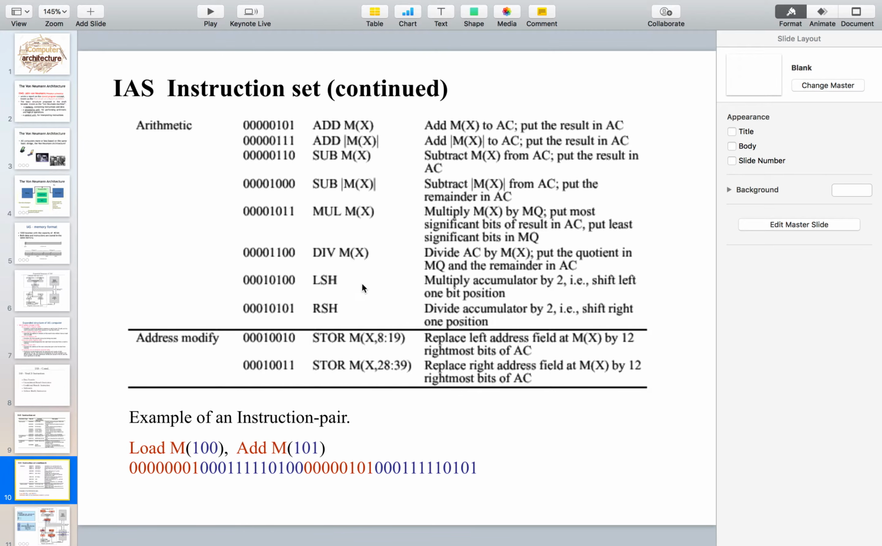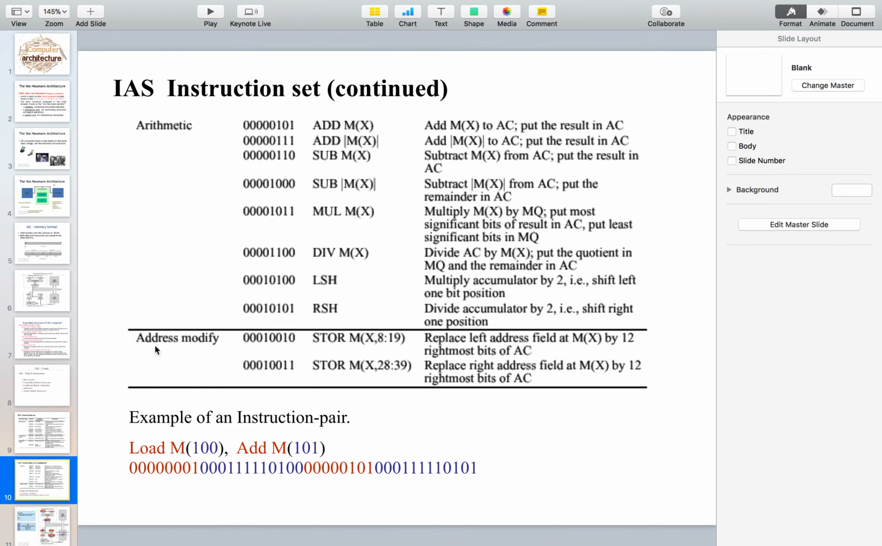LSH and RSH. You can see there's no right part over here. This is pretty interesting because this also comes under arithmetic. Left shift means shifting every bit one place to the left. This is equivalent to multiplying the accumulator value by 2. So this comes under the arithmetic instruction set. And RSH means dividing the value in the accumulator by 2. So this again comes under the arithmetic instruction set.